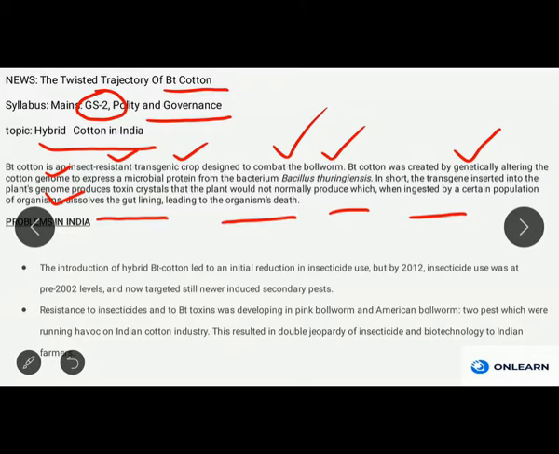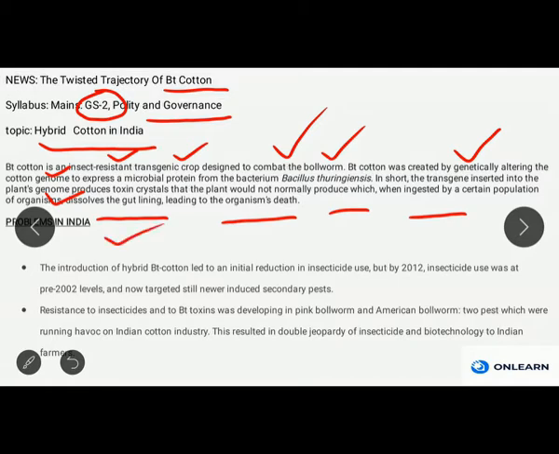So basically, it is genetically modified BT cotton. It is genetically modified by inserting the genome of a bacterium called Bacillus thuringiensis in order to generate toxic materials that will kill the insects which are affecting the cotton plant. Now, what were its problems, especially regarding the Indian aspect?